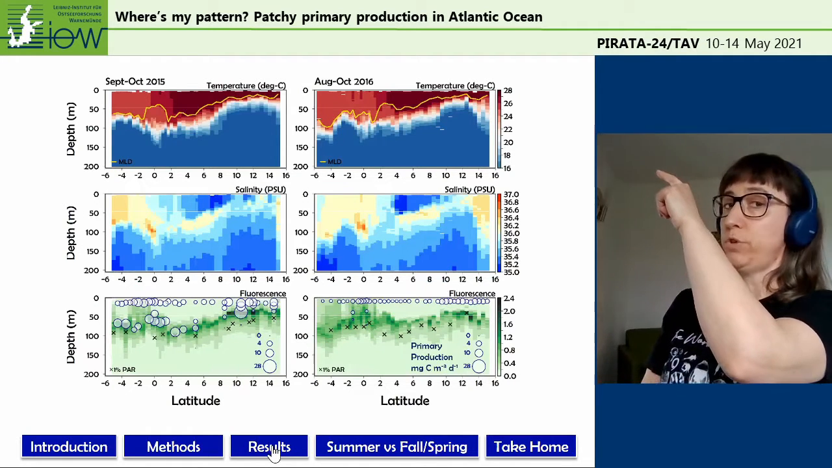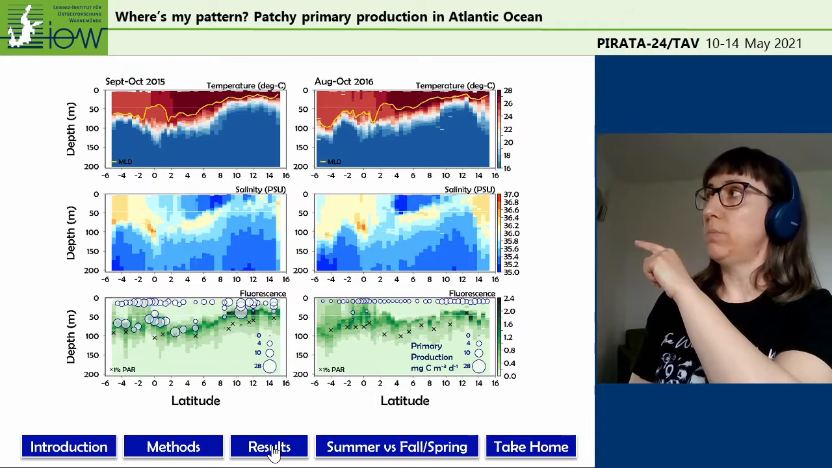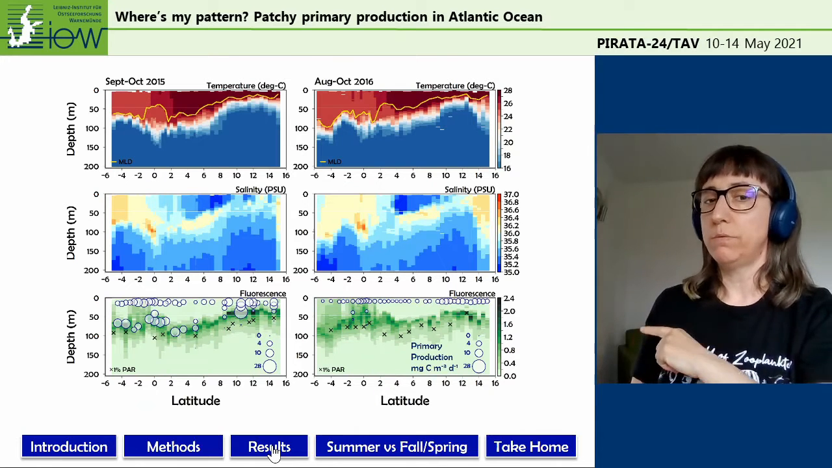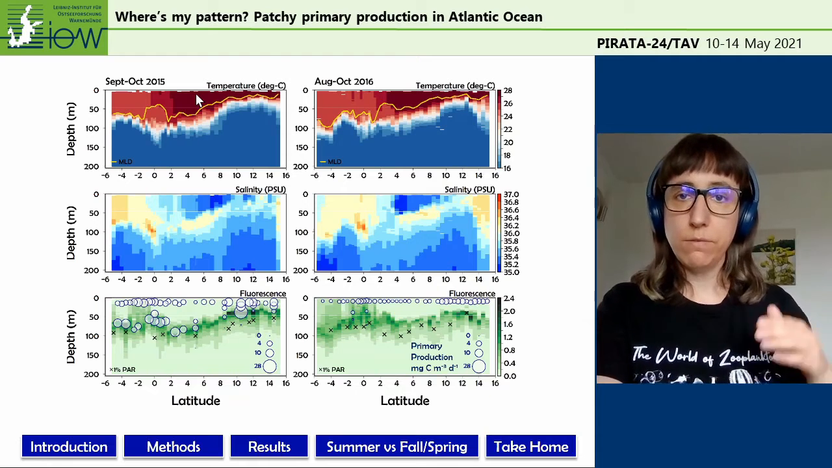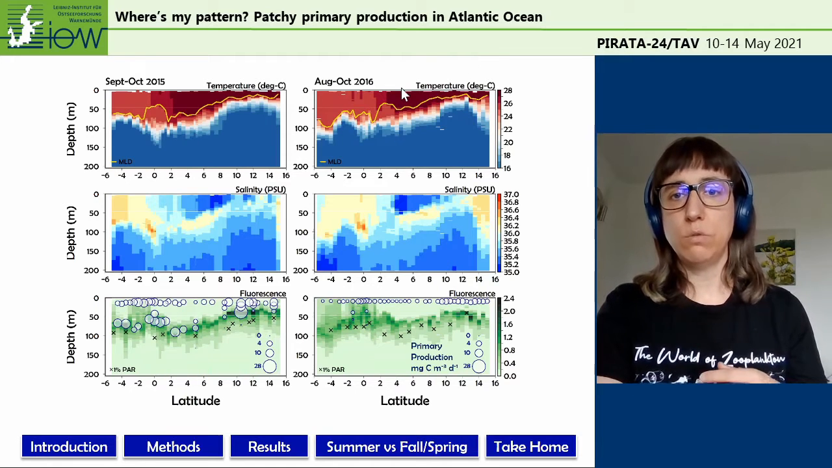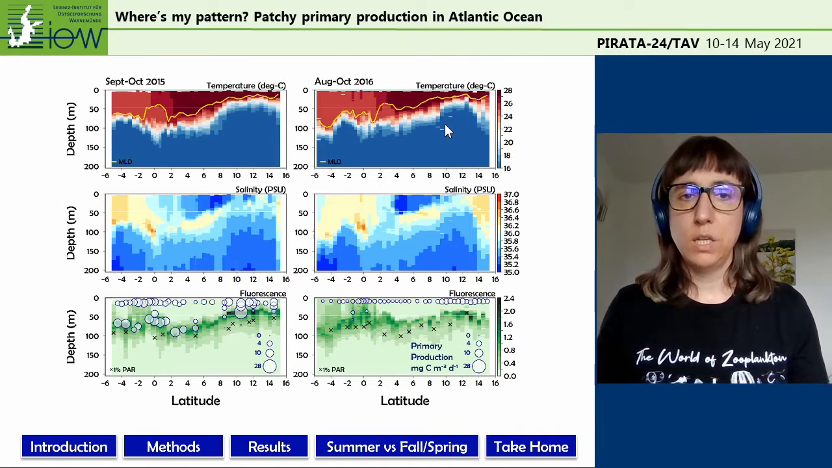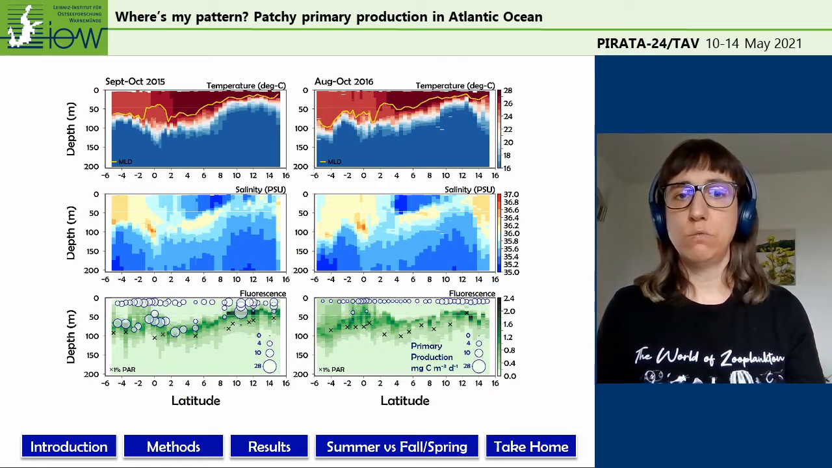So the sections of the CTD look like that. You have temperature at the top, in the middle there's salinity, and at the bottom there's fluorescence. The 2015 cruise is on the left, and the 2016 cruise is on the right. You can see in the temperature panels that the structure is relatively similar.